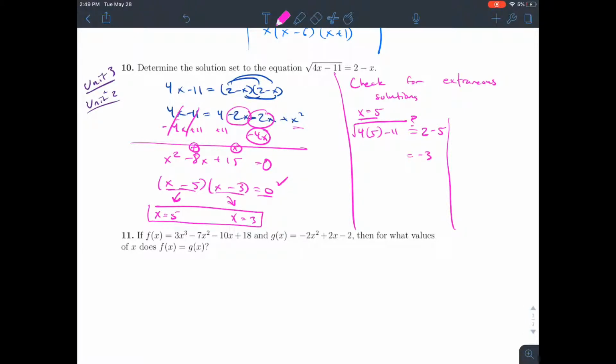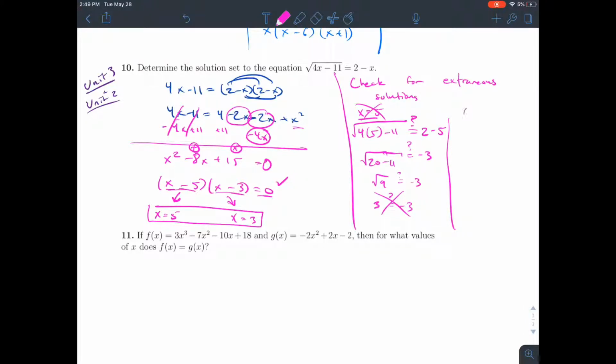So this is negative 3, and this is the square root of 20 minus 11. This is the square root of 9. And we're wondering, does that equal negative 3? No, the square root of 9 is 3. And that is not the same thing as negative 3. So this is not a solution to the problem.